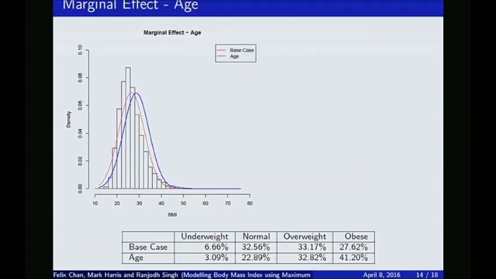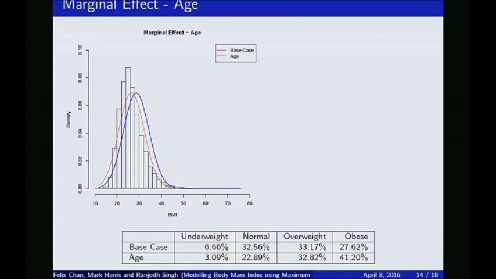All of a sudden, the chance of him being normal goes down. The chance of him being underweight goes down from 6 to 3. The chances of him being overweight actually go down too. But the bad news is the chance of him being obese, according to this model anyway, goes up quite significantly. So age, for some reason, at least as far as the sample goes, has a really bad impact on your obesity. The older you are, the more likely you're going to get obese. And I hate to say it, that kind of matches up with observation.